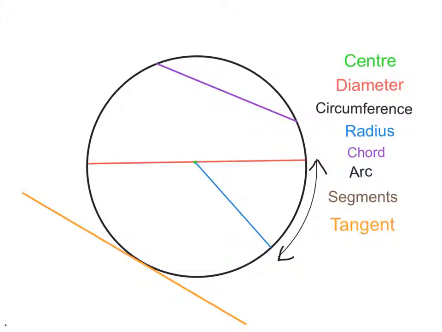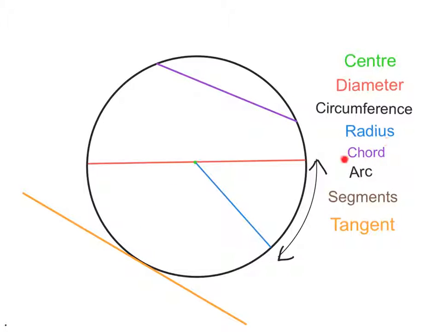So there we go, all the parts of the circle, and they're all labelled over here. So we have the centre, and that's here. We have the diameter, which is this line along here. The circumference, which is all the way around the outside of the circle. The radius here, which is any line from the middle to the circumference. Could be there, could be along there, whatever you like.